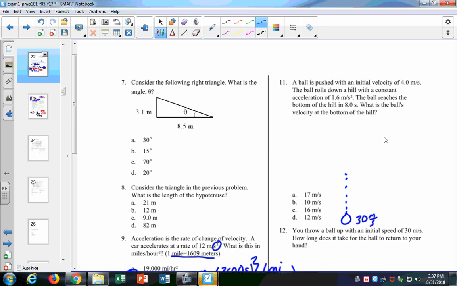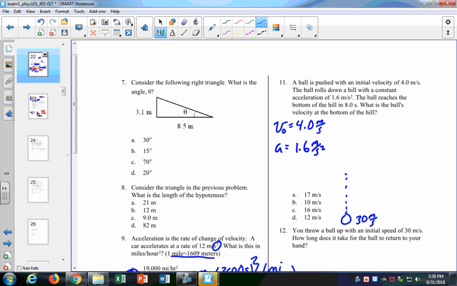11, you want to do number 11? All right, so I'm just going to start writing down the things that I know here. V naught is equal to 4. Rolls down a hill with constant acceleration of 1.6.